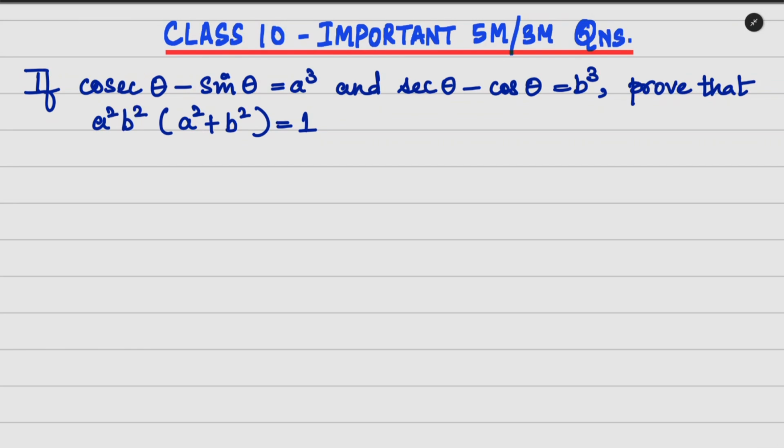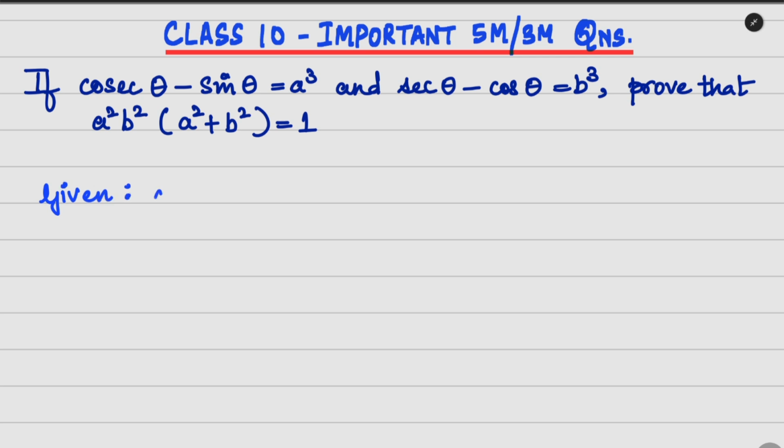So in today's video we will be seeing an important 3-mark question from trigonometry. The question is, if cosecant theta minus sin theta is equal to a cube and secant theta minus cos theta equal to b cube, prove that a square b square into a square plus b square equal to 1. Let's write what is given.